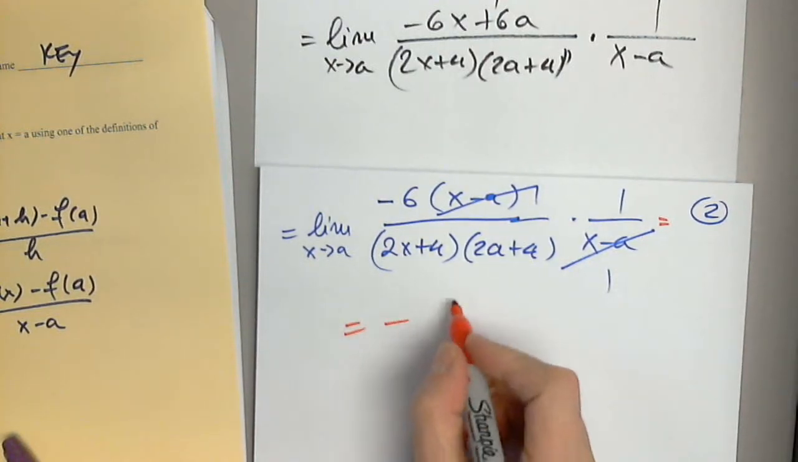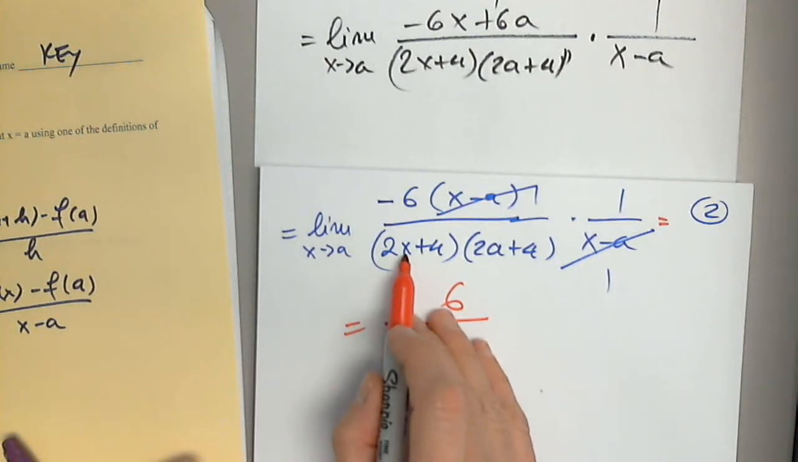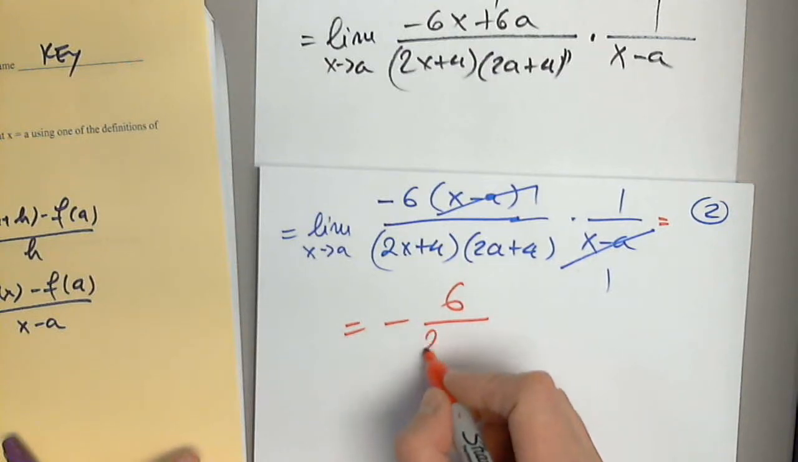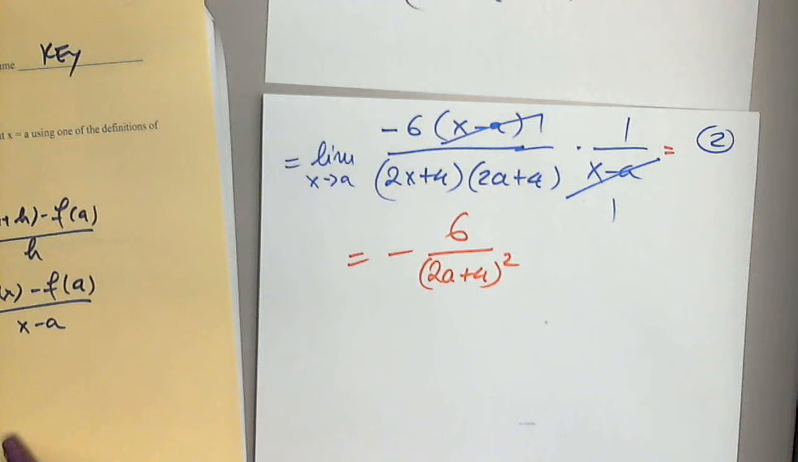So now, negative 6 is at the top. x approaches a, so this becomes a. 2a plus 4 times 2a plus 4 is 2a plus 4 squared. Yes, you can simplify it a little bit, factor out a 4 from here. It's 2 squared. You can. I'm fine with that.